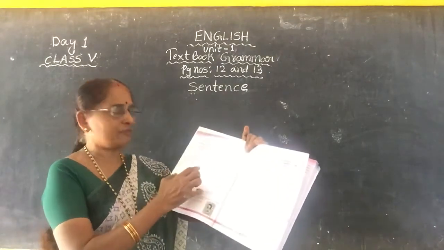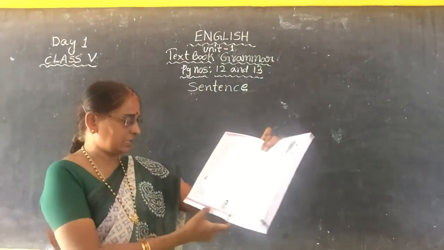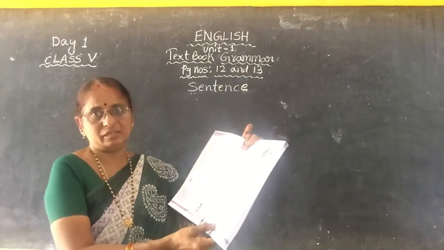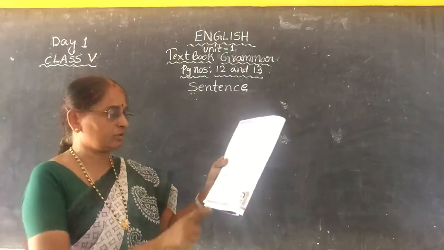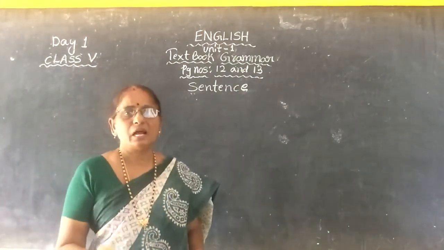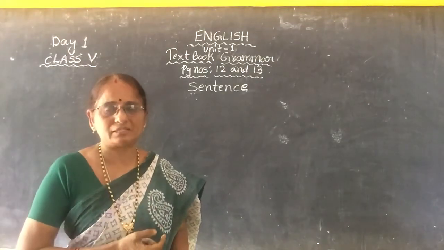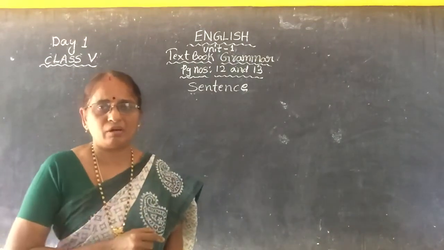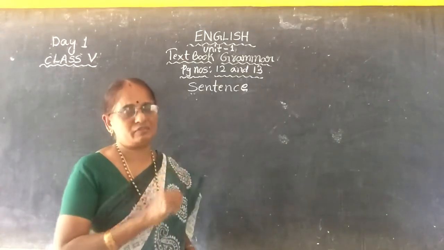Okay, at the back of every lesson, there will be some separate grammar points. So in this lesson, the grammar points are in page number 12 and 13. What is this grammar from our textbook lesson 1, unit 1? The sentence. Already you have learned what a sentence is, how to form a sentence. The group of words must be arranged in a proper order. Then that will give us complete sense, the complete meaning of the sentence.